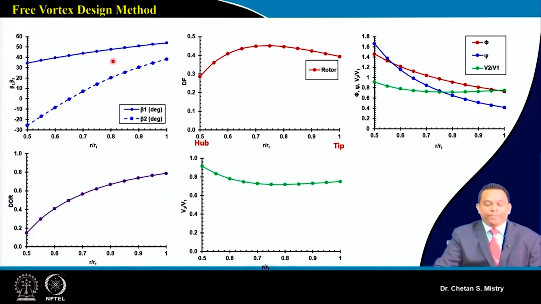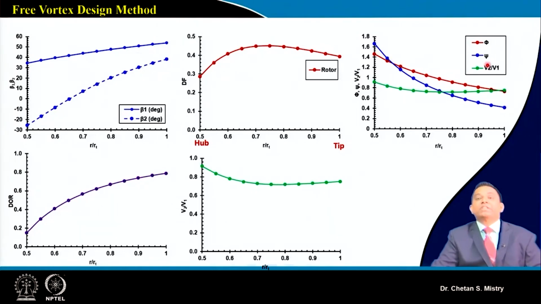Now this is representing the variation of my diffusion factor for the rotor. Here my diffusion factor at nearly the mid station is maximum, and on both sides it is lower in magnitude. But at the same time, looking at the degree of reaction, I have higher thermodynamic loading near my tip region. And if we look at the de Haller number or my relative velocity ratio, it is coming in the range we are looking for.